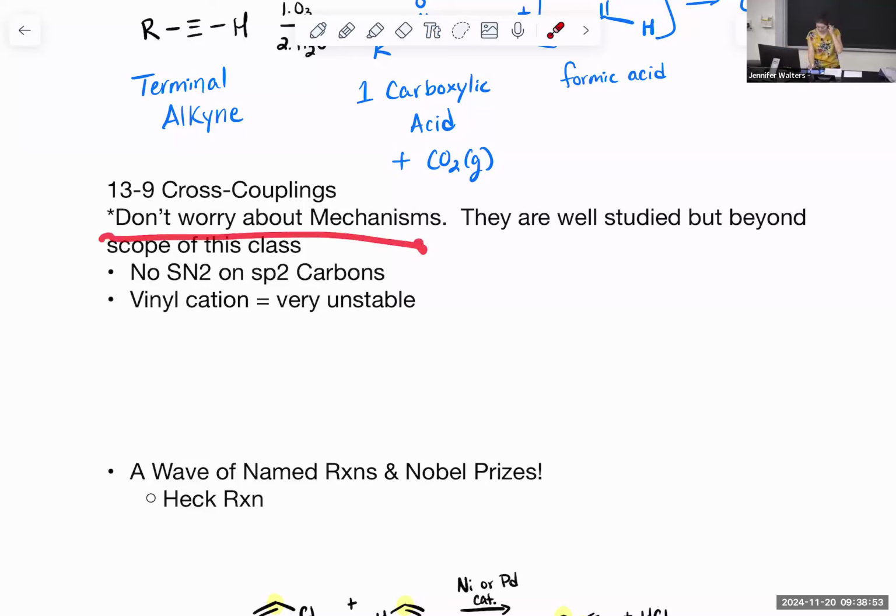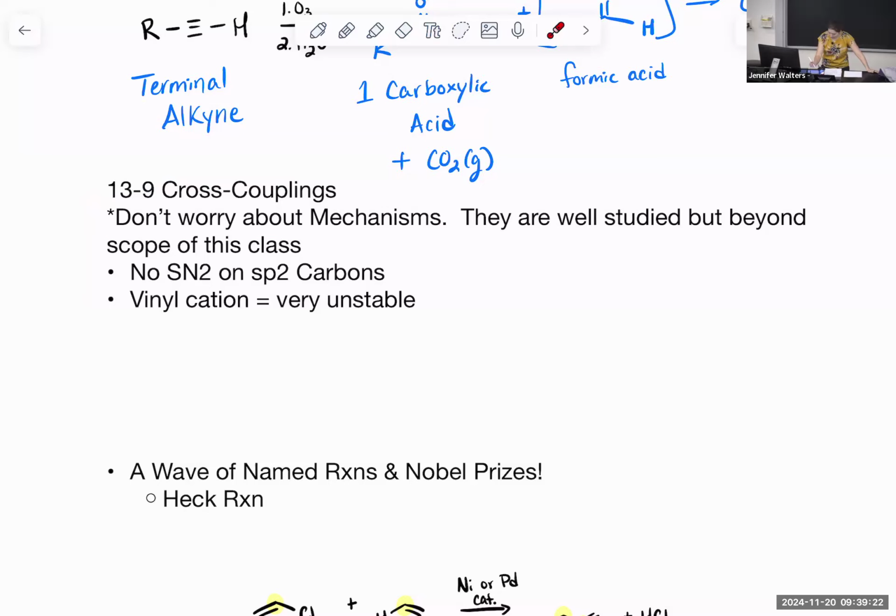You don't need to know the mechanisms, because these are going to be inorganic or organometallic mechanisms, and they're going to be catalytic. So they're going to require catalytic cycles. It is beyond the scope of this class. We do not have time to get into the details of everything that's going on with it. You'd have to know more about metals and how metals react. So you don't need to worry about the mechanism. You can just know and appreciate how nice they are.